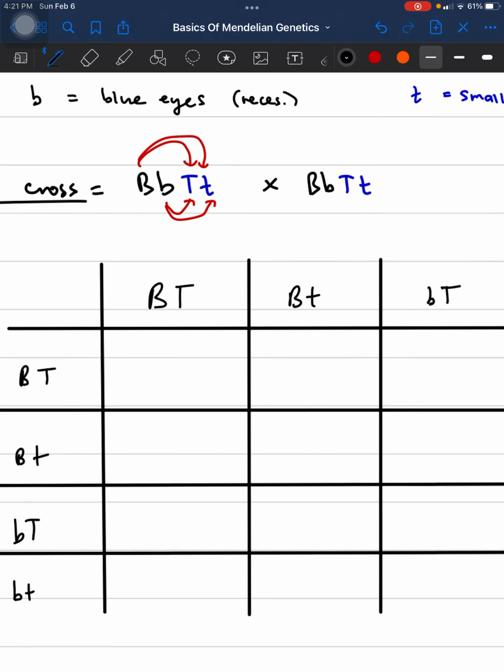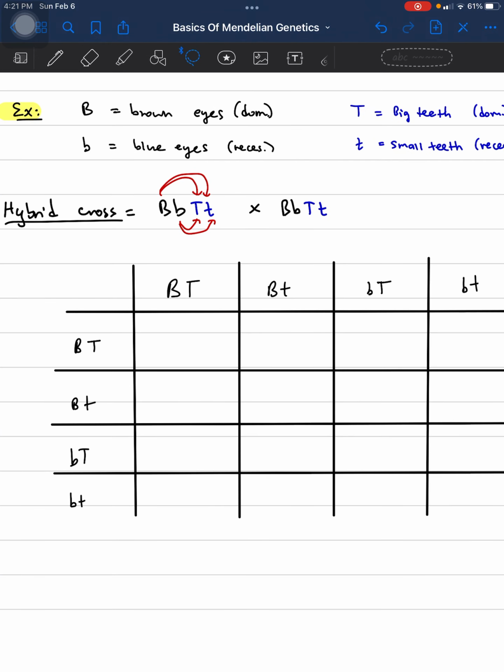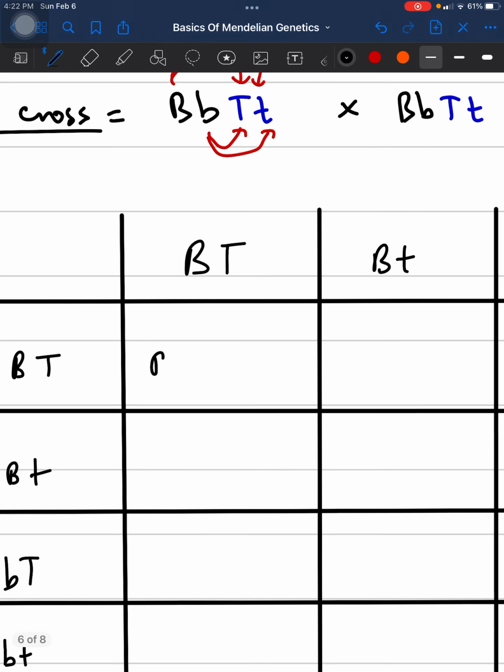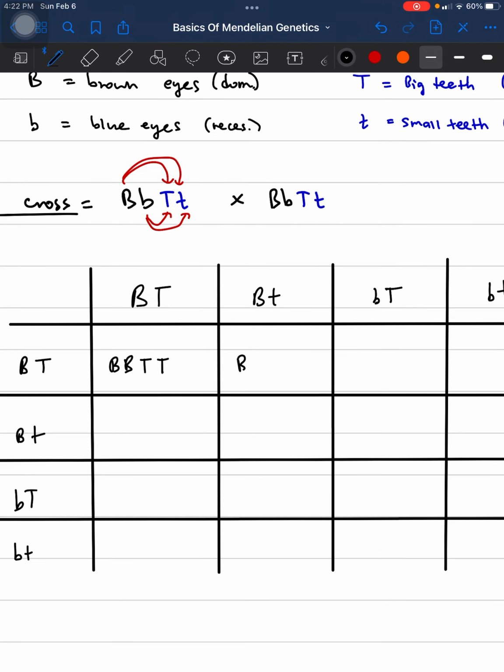So just like a monohybrid cross, we're going to be crossing alleles, I mean crossing pairs of alleles in this case. Right here we're going to be crossing this with this, this with this, and so on. So let's complete this Punnett square. We get BBTT.